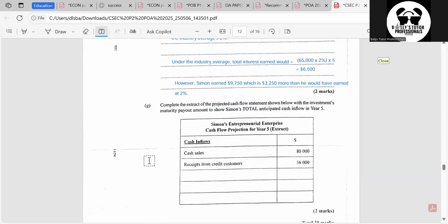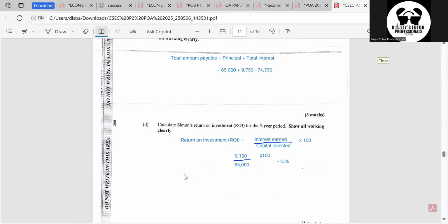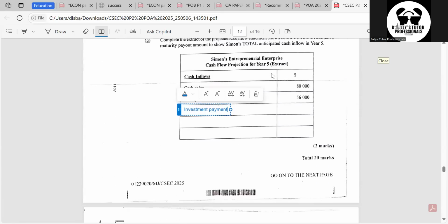Then they said, complete the extract of the projected cash flow statement showing below, with the amount of the investment's maturity payout to Simon, total anticipated cash flow. So he would have received from his payout the 65,000 plus the interest, right? So his investment payout was 74,750.